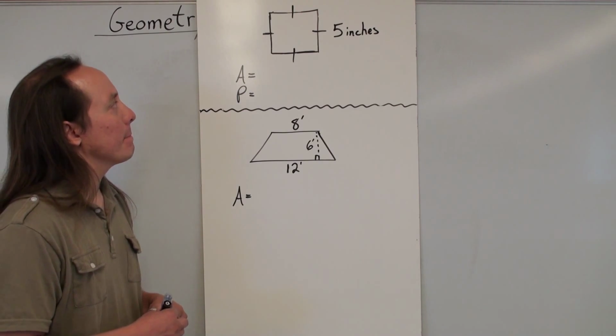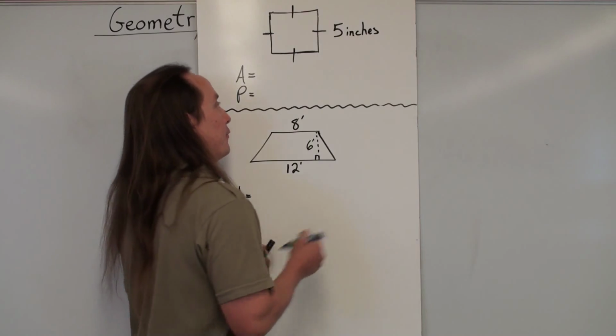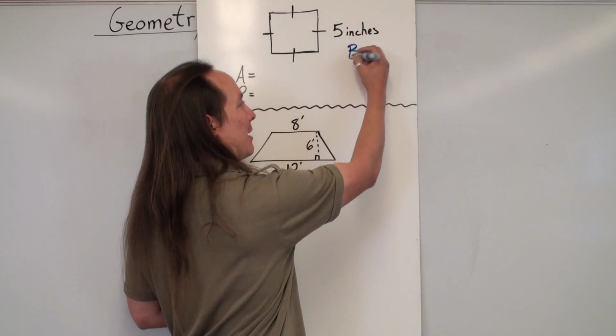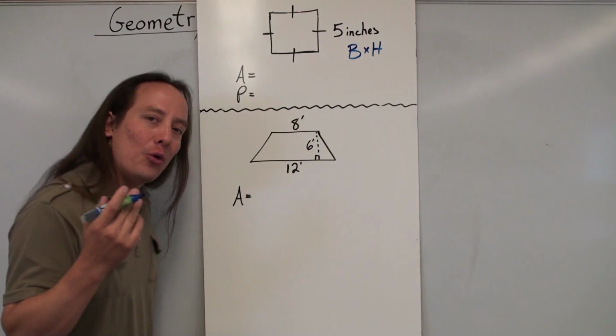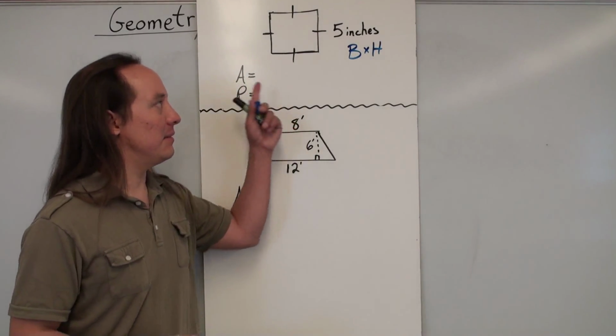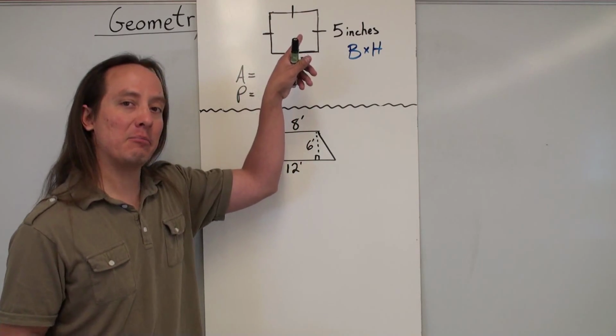So, I like to put down my formula, okay? I'm going to use the classic base times height. Okay, now, what kind of shape is this? This is a square. And how do we know that? Because all the sides measure the same.